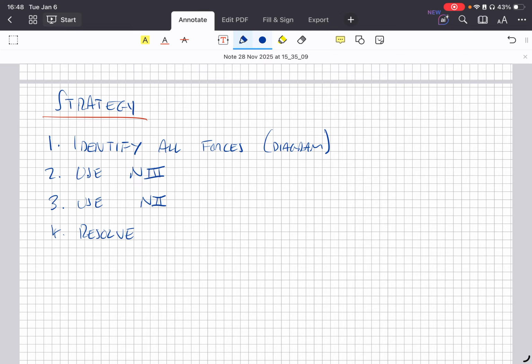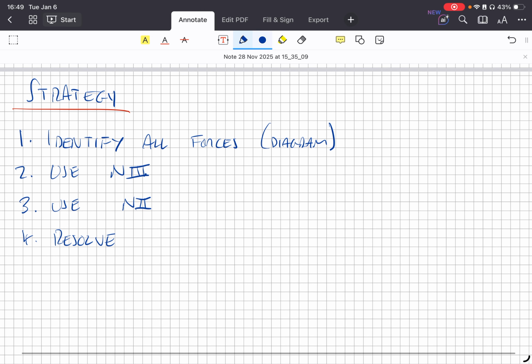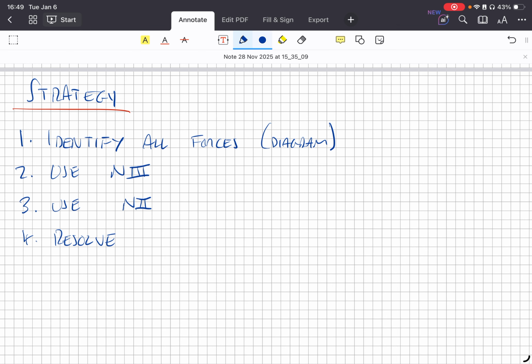That's always step one. Step two is to use Newton's third law just to identify any equal and opposite reaction forces. So like the common ones that we will see are the normal force of a surface acting on a body, or indeed the tension force. Third step is the moneymaker. This is where all the work is done.